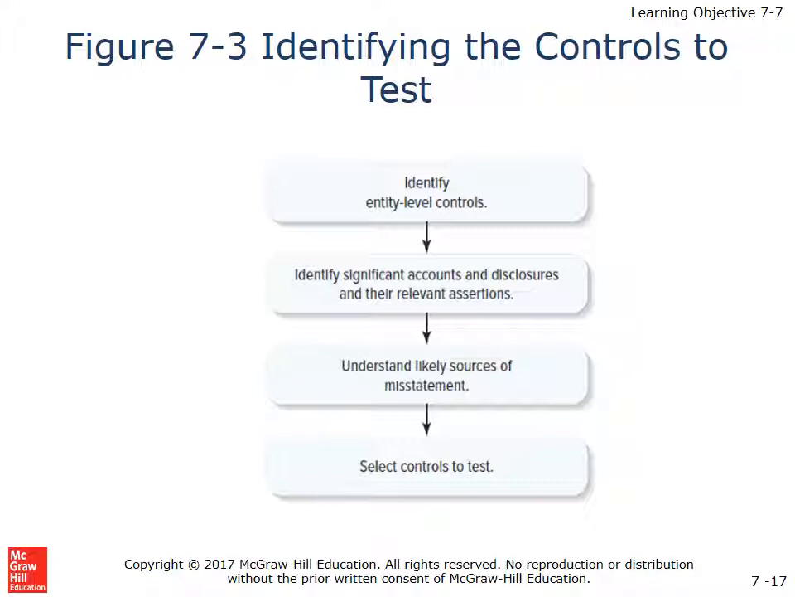The period end process controls include procedures used to enter transaction totals into the general ledger, how they select and apply accounting policies, how they initiate, authorize, record, and process period end journal entries, like adjusting journal entries, how they record recurring and non-recurring adjustments, and prepare the financial statements themselves. So this is a very important part.